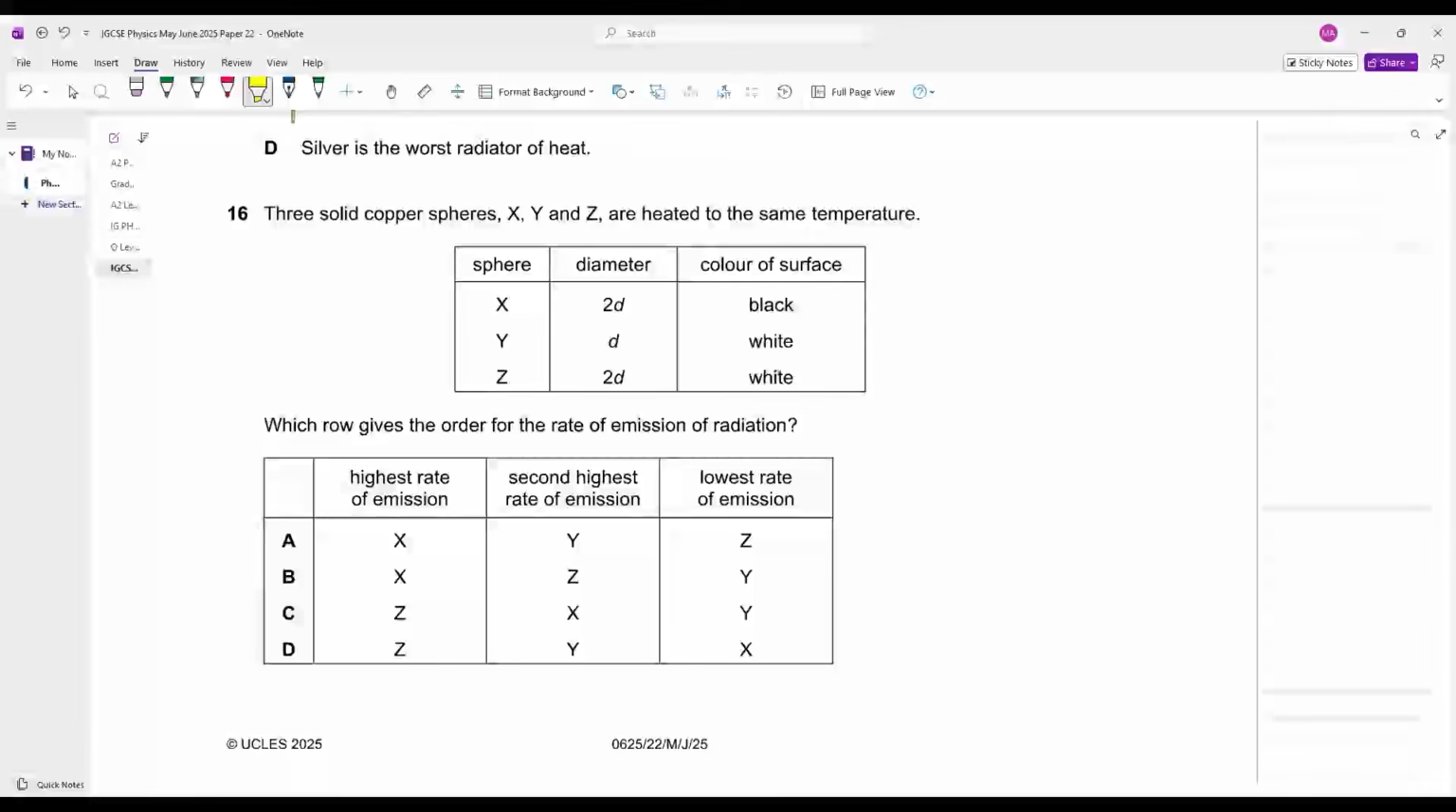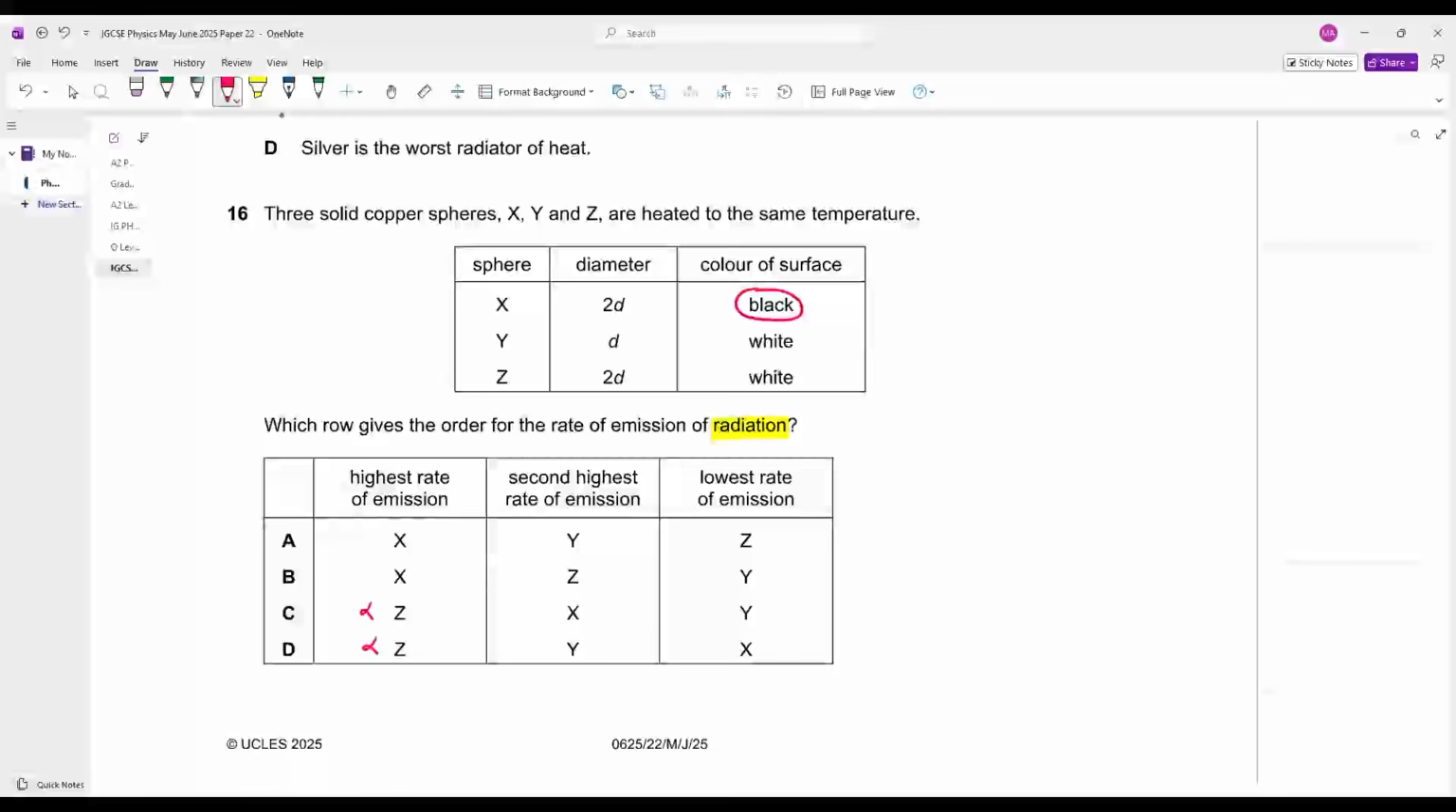Which row gives the order of emission of radiation? कौन सी रो हमें बताती है कि हाईएस्ट रेट ऑफ एमिशन किसका होगा, सेकंड हाईएस्ट किसका होगा, लोएस्ट किसका होगा? Can you realize black has the highest rate of emission, है ना? तो फर्स्ट ऑफ ऑल तो हाईएस्ट रेट ऑफ एमिशन किसका हो जाएगा? X का. Z वाले ऑप्शंस कैंसिल आउट.